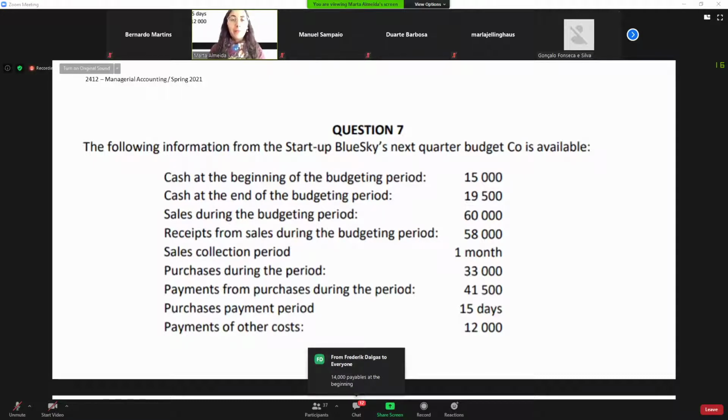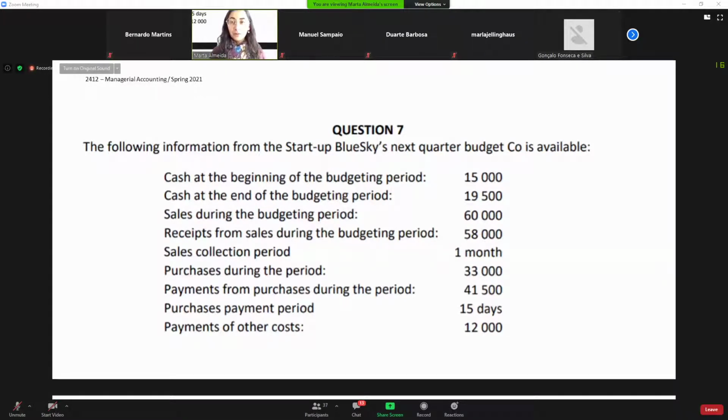Yeah. Okay, so at the end of the period, the amount of payables is 5,500. Very good. That is the last 15 days of purchases. So the company expects to have 33,000 of purchases during the 3 months. That means per month is 11,000, and the last half month, so half of 11,000 is 5,500 euros. They will be owing the suppliers at the end of the period. Very good.